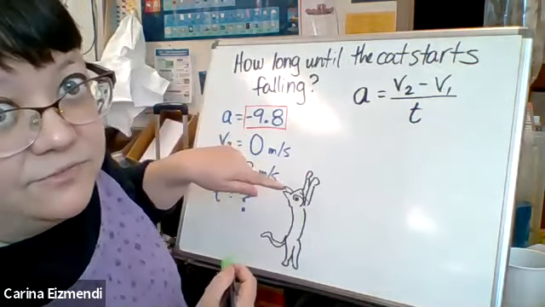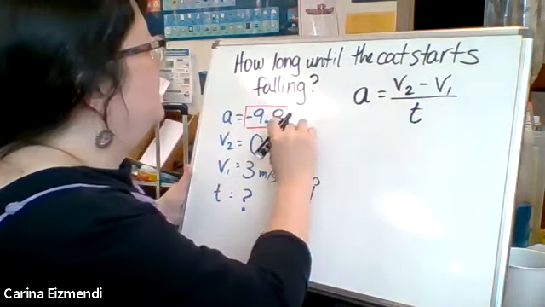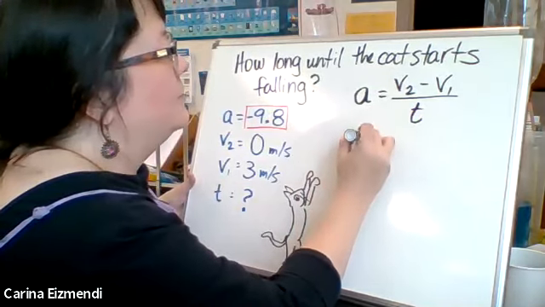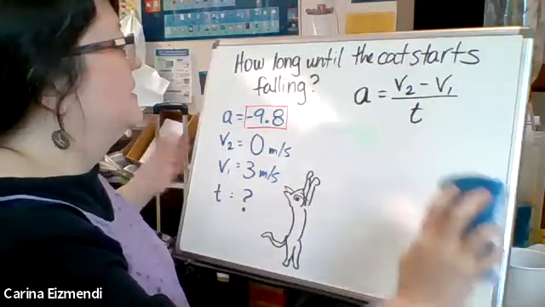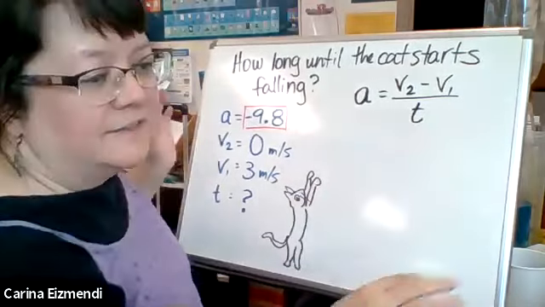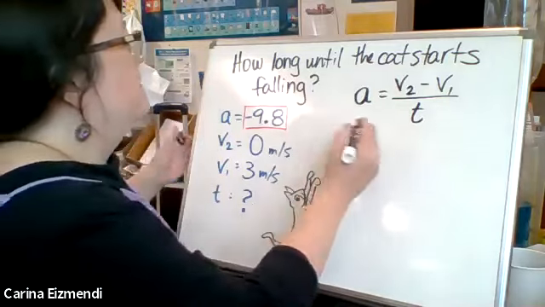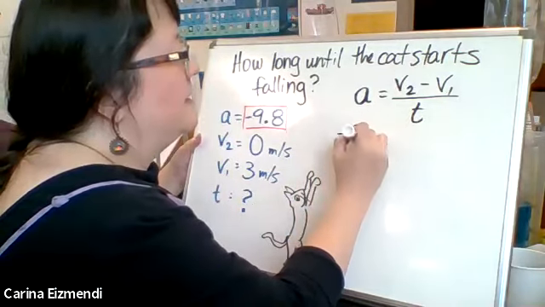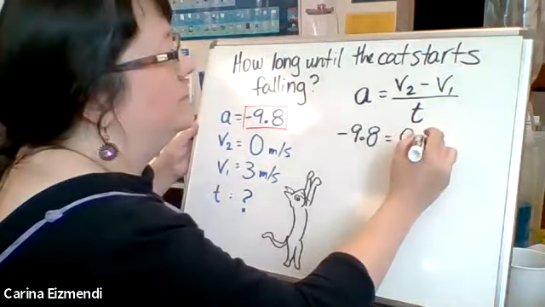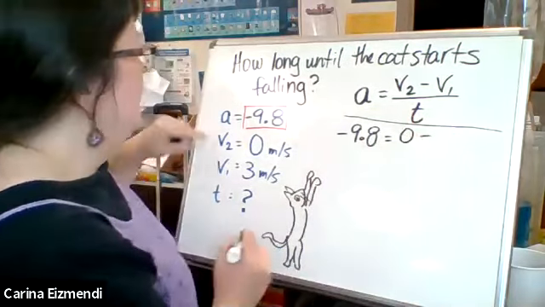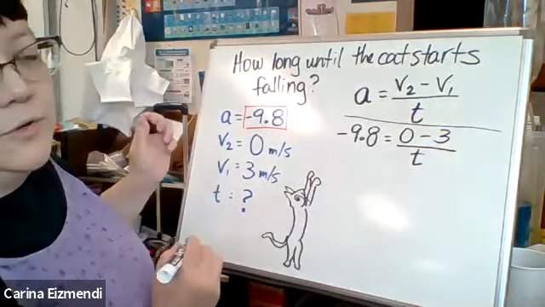So I'm just going to plug in stuff and see what I get. Okay, so A is negative 9.8. So I'll put negative 9.8. Oh, that's kind of weird on the white. I'm going to do that in black instead. I don't think that's enough contrast. Black is easy to see. Okay, so this is negative 9.8 equals V2 is 0 minus V1, which is 3, divided by T, and we don't know what T is. That's what we're looking for.